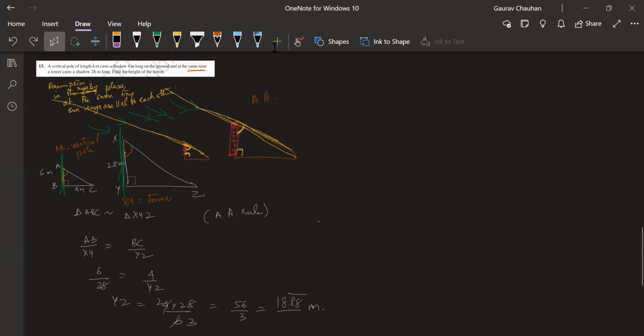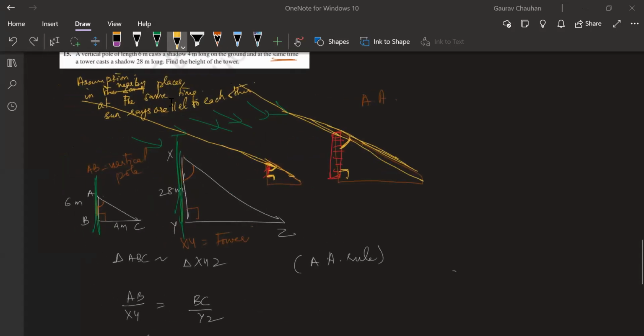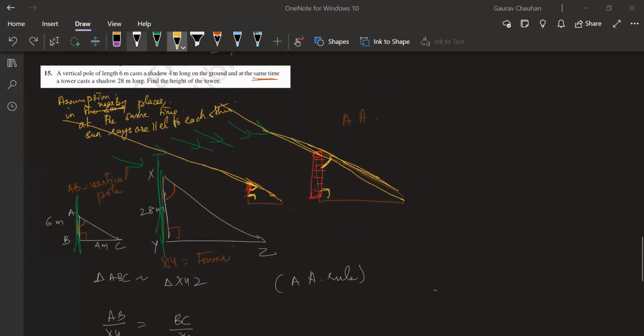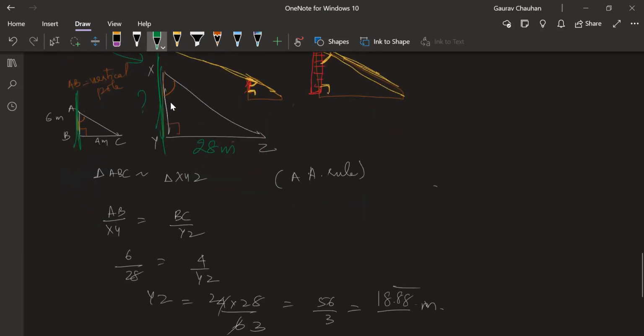Oh, sorry guys, I have made a mistake in the question only. Hello, no one told me. They're asking the height of the tower and 28 meters is the shadow. Okay, guys, mistake here. This is the height of the tower. This 28 meters is a shadow. This is given, this is 28 meters. This is what they're asking. So this is wrong here. Here it is YZ.